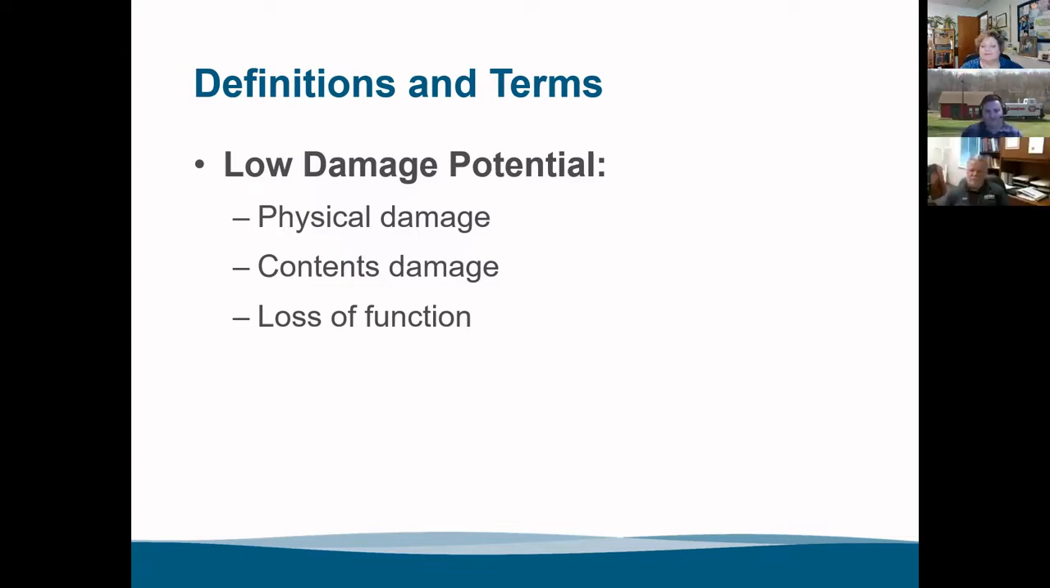So this is us using our understanding, our local understanding of our community, and using our professional experience to make this determination and to figure out the value of the structure as a whole, not just its physical value. And that's how you want to apply that low damage potential concept.